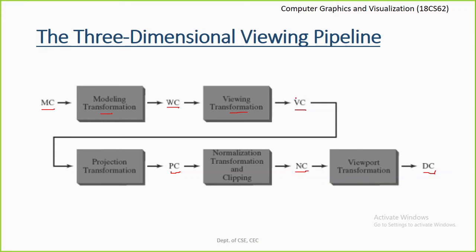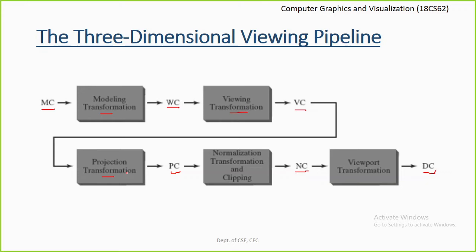And the next step in the three-dimensional viewing pipeline, we need to transform the viewing coordinates to the projection coordinates. That is achieved by applying the projection transformation. So the projections in a given 3D space will be done by using these projection coordinates after applying the projection transformation to the viewing coordinates.